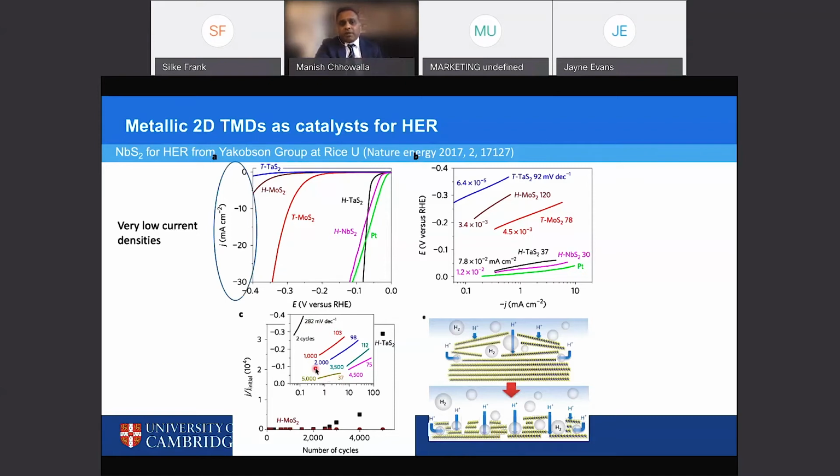However, the main problem that plagued metallic TMDs for HER research is the very low current densities that are achieved. Typical current densities with these TMDs are on the order of tens, if not hundreds, of milliamps per centimeter squared. And for real, practical electrolyzers, as Robson mentioned, we'd require current densities on the order of amps per centimeter squared. So we wanted to see if there was a rational way to address this issue of low current density with TMDs and achieve more practical current densities.